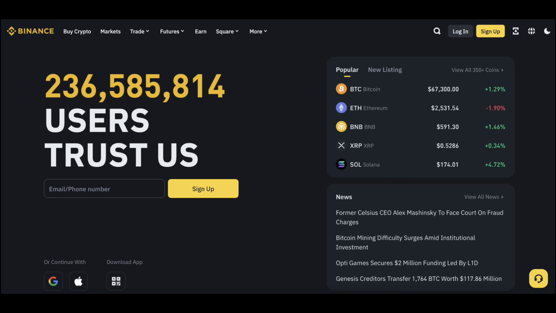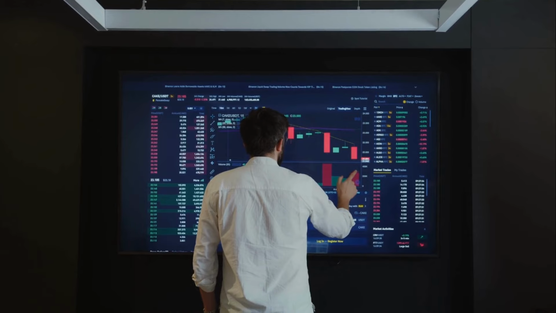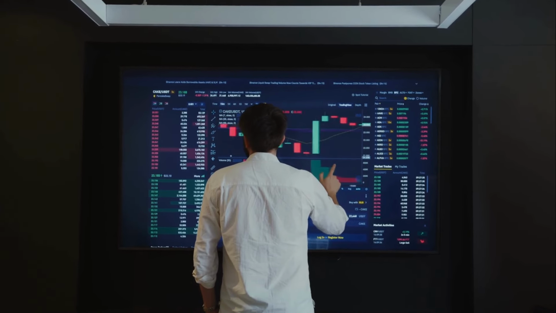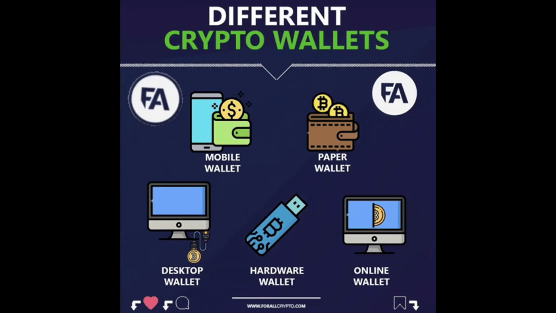Want to get started? Create an account on any major exchange. They all support USDT. Buy tokens directly with fiat currency or trade other crypto for it. Store it in any wallet that supports the blockchain you're using.